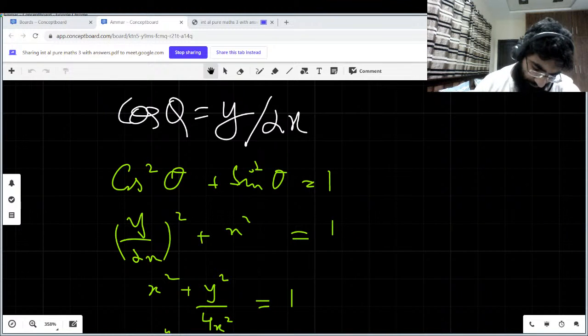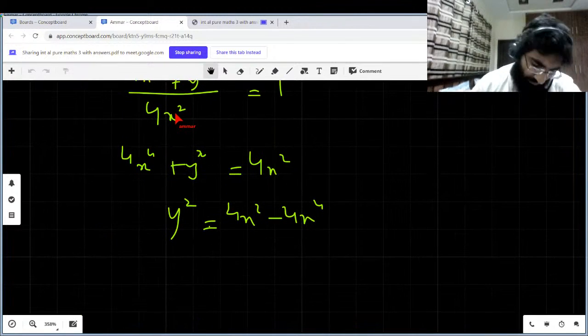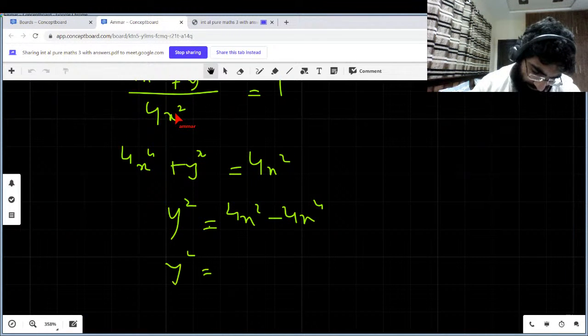So you can have 4x raised to the power 4 plus y squared is equal to 4x squared, and y squared is equal to 4x squared minus 4x raised to the power 4. You can say y squared is equal to 4x squared plus 1 minus x squared.